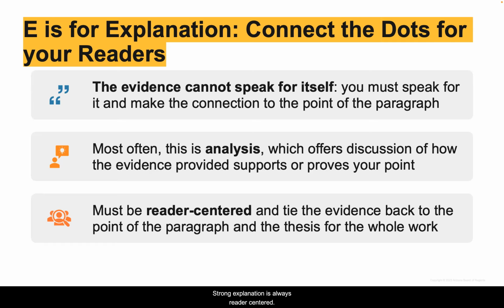Strong explanation is always reader-centered. That means you're not just noting what the evidence says, you're not summarizing it. You're showing your reader exactly how it ties back to your paragraph's point and to your essay's thesis on the whole. Without this step, your reader is left doing the hardest part of the thinking for you. With it, you're guiding them clearly through your argument, helping them see the connections that you've made and why they matter. This is such an essential part of what a paragraph is supposed to do, and it's often the easiest part to forget about, the easiest part to miss.